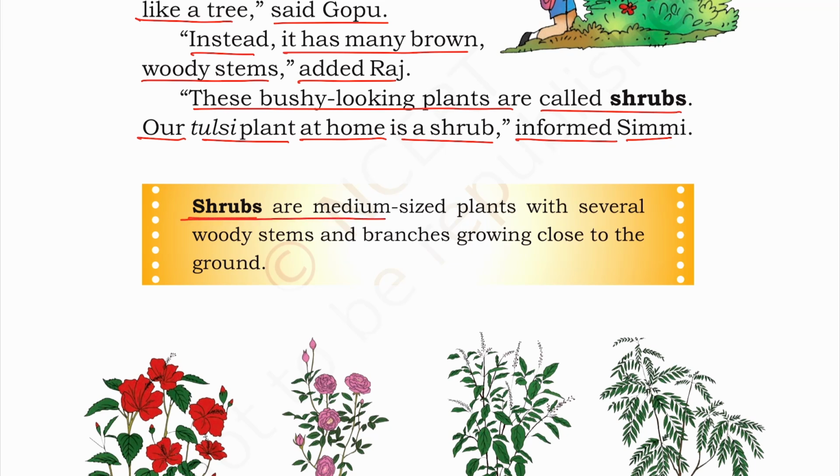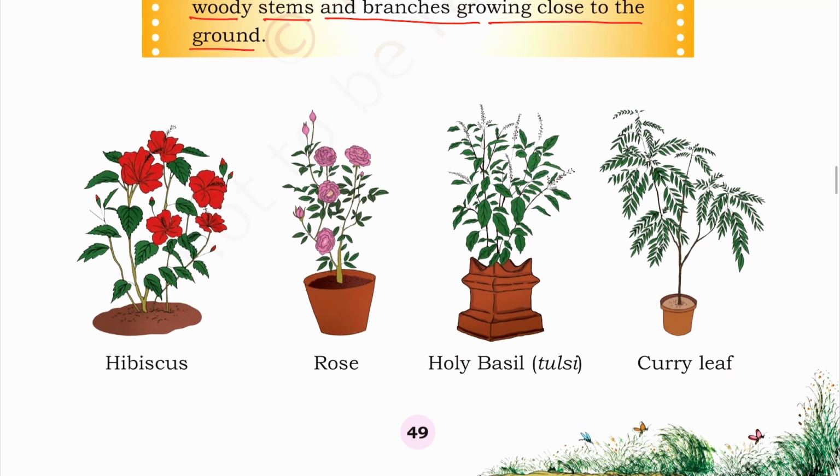Shrubs are medium sized plants with several woody stems and branches growing close to the ground. Hibiscus, rose, holy basil, that is tulsi, curry leaf.